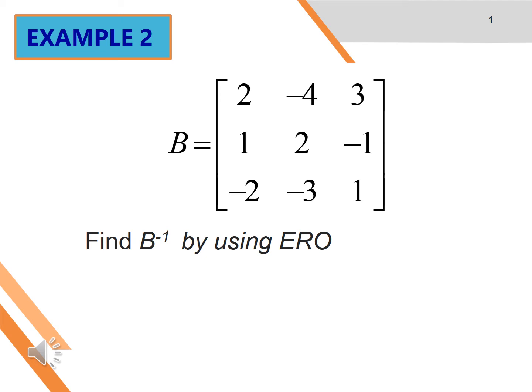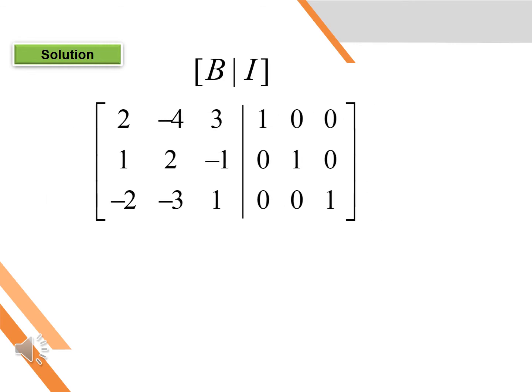And then next, we are going to the second example. This is matrix B. The question asks you, find the inverse of matrix B by using elementary row operation. Okay, step number 1, you have to write an augmented matrix. This is an augmented matrix. Matrix B, you put it together with matrix identity.